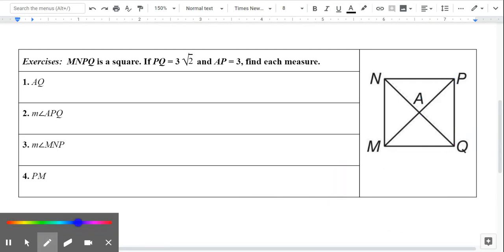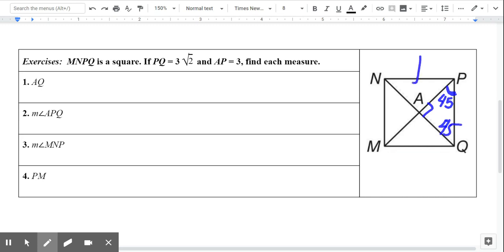All right, let's move on to number 2. We're looking for the measure of APQ. APQ, we just went over that. This angle right here has to be 45 degrees in a square, okay? Because we have a 45, 45, 90 triangle. Every single one of these is 45, 45, 90 in a square. Okay, so that's 45 degrees. And I'm just going to write in for AQ. We determined that that was 3.